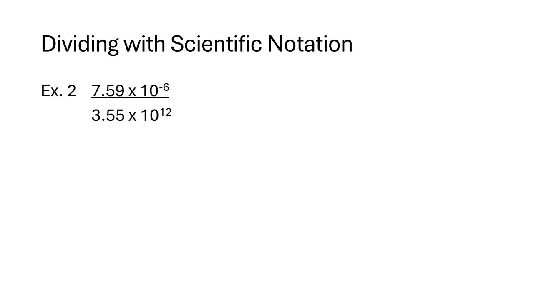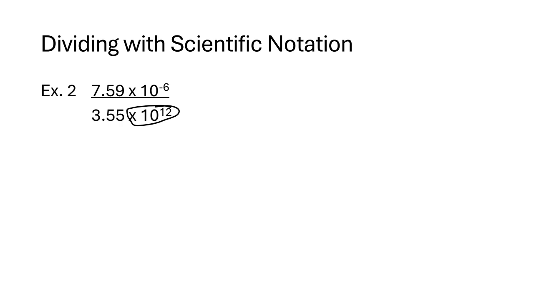Okay, dividing with scientific notation. This is where you really do want to use the EE button, because otherwise you're going to divide and then multiply, because your calculator does do order of operations. So if you type in 7.59 times 10 caret negative 6 divided by 3.55 times 10 caret 12, it's going to divide by the 3.55, but then it's going to multiply. So unless you use parentheses, which I'm going to show you how to do in a second, it multiplies, not divides it.